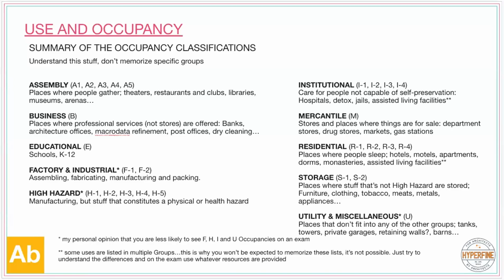And the second bullet point here is that some uses are listed in multiple groups, like assisted living facilities. On the exam, you only have 2.5 minutes to answer a question. And the test writers know this, which is why you're never going to have to make a determination about whether an assisted living facility should be I1 or R3 or whatever they are, right? You're not going to have to make these super nuanced decisions that take a lot of time in the real world.